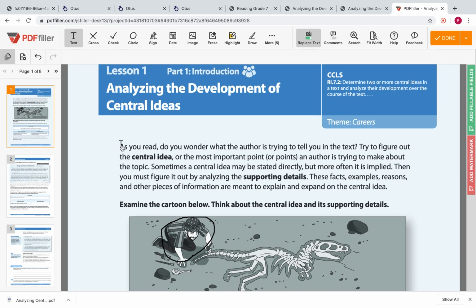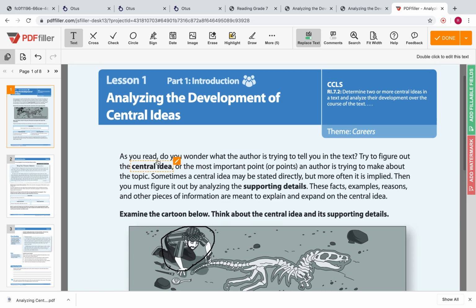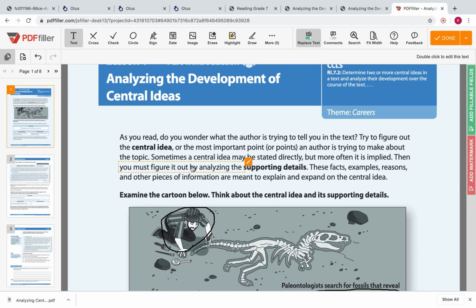Right, and I am going to read from the top. As you read, do you wonder what the author is trying to tell you in the text? Try to figure out the central idea, or the most important point or points an author is trying to make about the topic. So, central idea is something that shouldn't be new to any of you. We can also think of it as the main idea. Sometimes the central idea may be stated directly, but more often it is implied. Then you must figure it out by analyzing the supporting details.